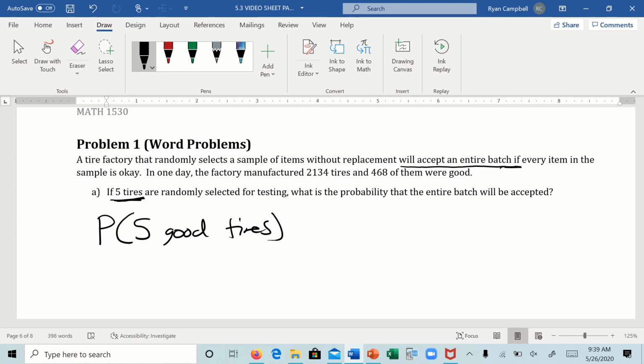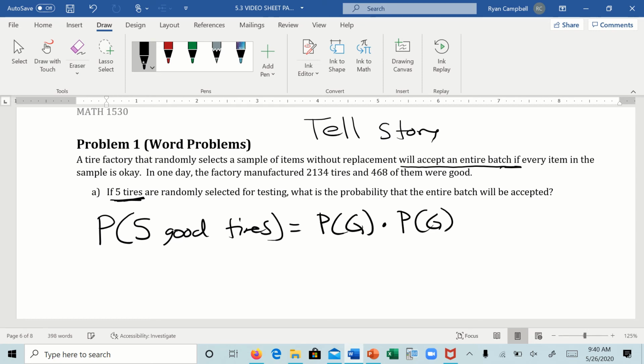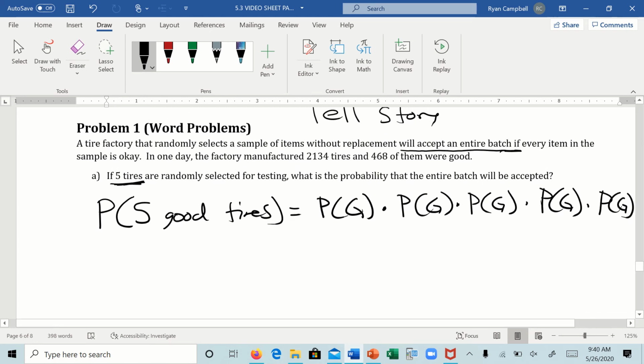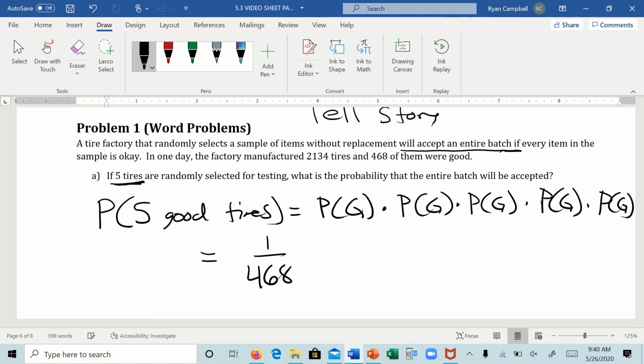All right, so how do we do that? Well, since it's more than one, tell a story. I looked at all the tires and I got one of them out and it was good. I got another tire, it was also good. I got another tire and it was good. Another tire was good. Another tire, good. You've got to think of them as individuals, not just a group. All right, so what's the probability of a good tire? Some people now will incorrectly say 1 out of 468. That is not correct. It is not 1 out of 468.